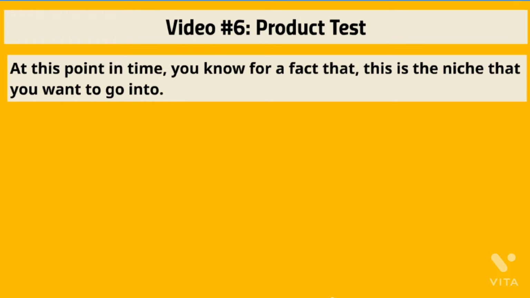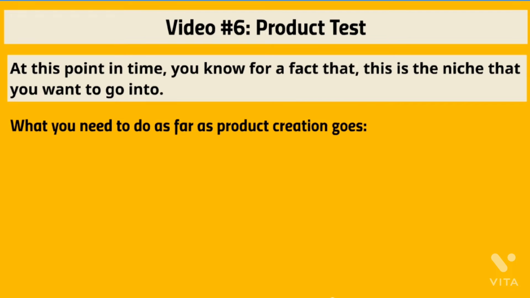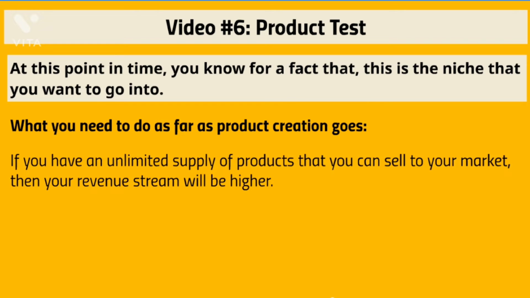Hello and welcome to video number 6, and let's go ahead and do the product test. Now, at this point in time, you know for a fact that this is a niche that you want to go into. But what we need to do now is make sure that we are going to be able to profit from this blog. So what you need to do as far as product creation goes is figure out if you have an unlimited supply of products that you can sell to your market, because the more products that you have, the higher your revenue stream is going to be.